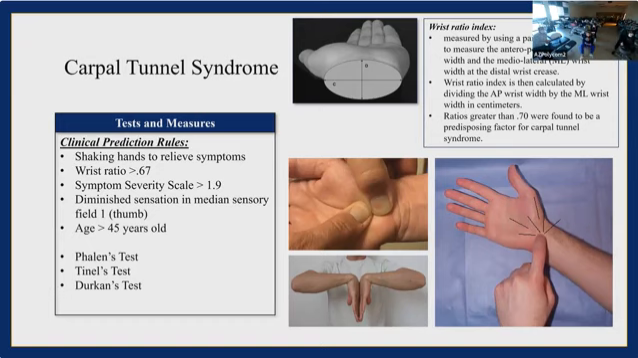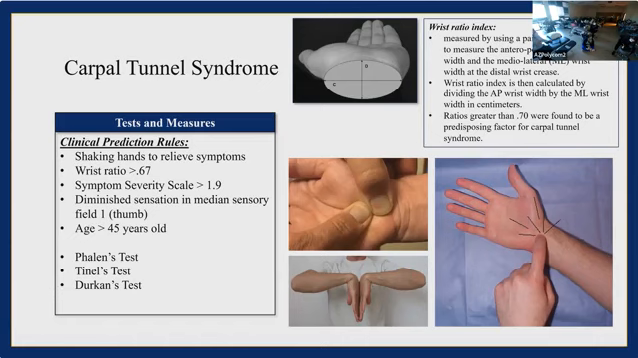Okay, so tests and measures. There's a clinical prediction rule for carpal tunnel syndrome. And the clinical prediction rule is this. 1, shaking hands to relieve symptoms. You ever seen someone do that? Hands down. A risk ratio of greater than 0.67. I'll explain what that is in a second. A symptom severity scale, so this is an outcome measure, of greater than 1.9 points. That is something you should look up on your own, what that outcome measure is.